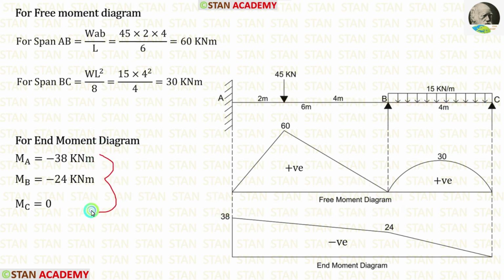Using the end moments, we can make the end moment diagram. In the point A, we are having a moment MA 38. In the point B, we are having MB 24. And in the point C, the moment is 0. If the end moment is negative, we have to mark the points above the line. If it is positive, we have to mark them below the line. In our case, both of the moments are negative. That is why we are marking them above the line.